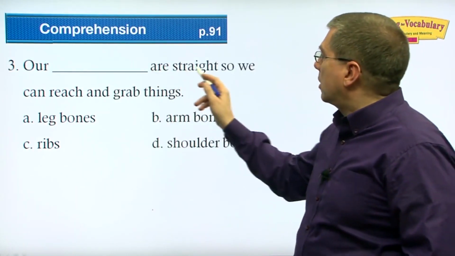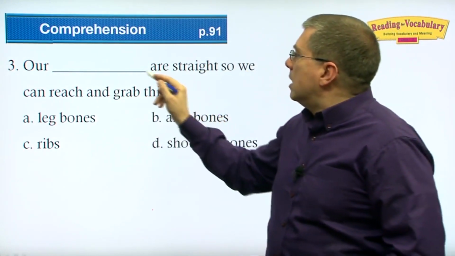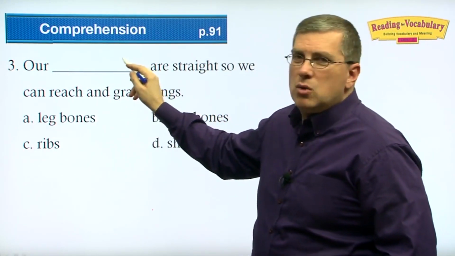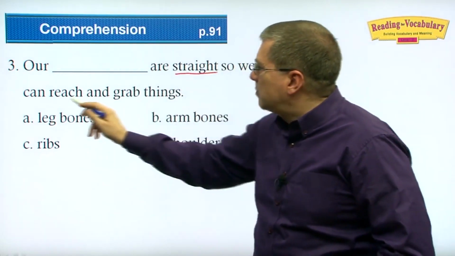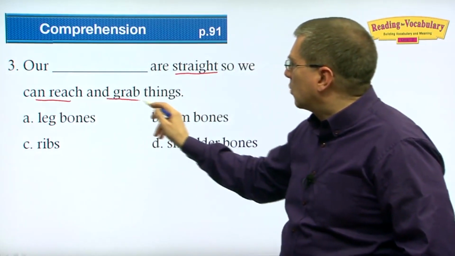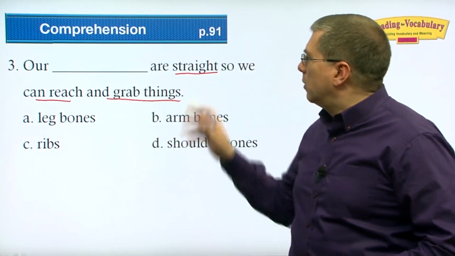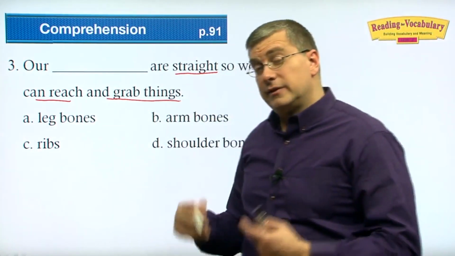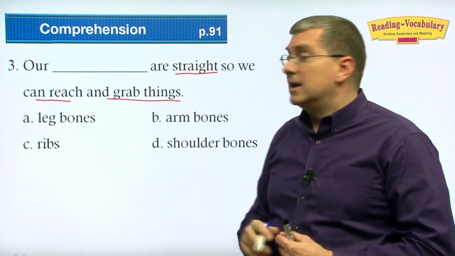Okay, 3. Our arm bones are straight, so we can reach and grab things. So we're looking for a type of bone here, right? We're looking for straight bones, and these bones help us to reach and grab things. Well, which bones are they? Our leg bones. Well, let's think about that. Leg bones are straight.